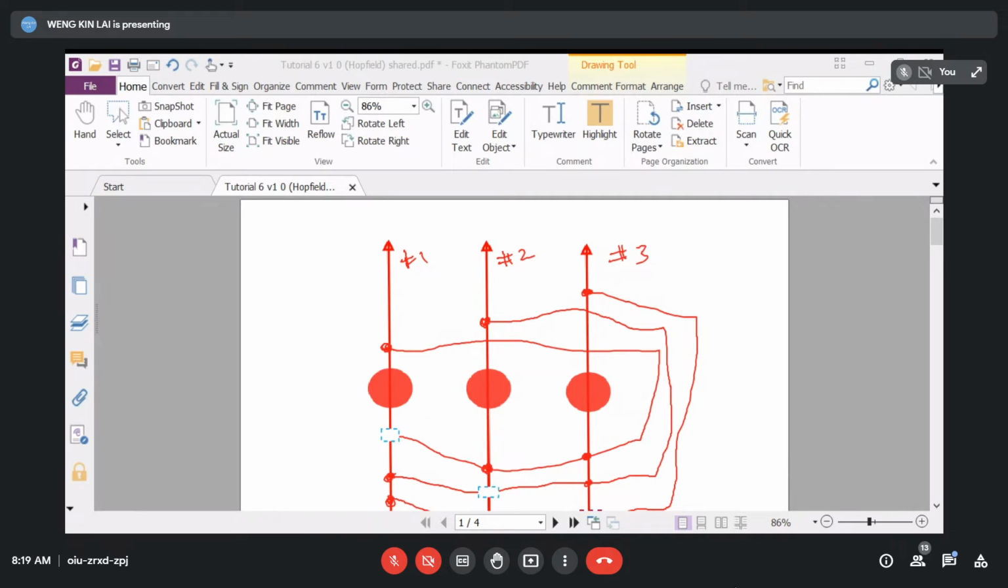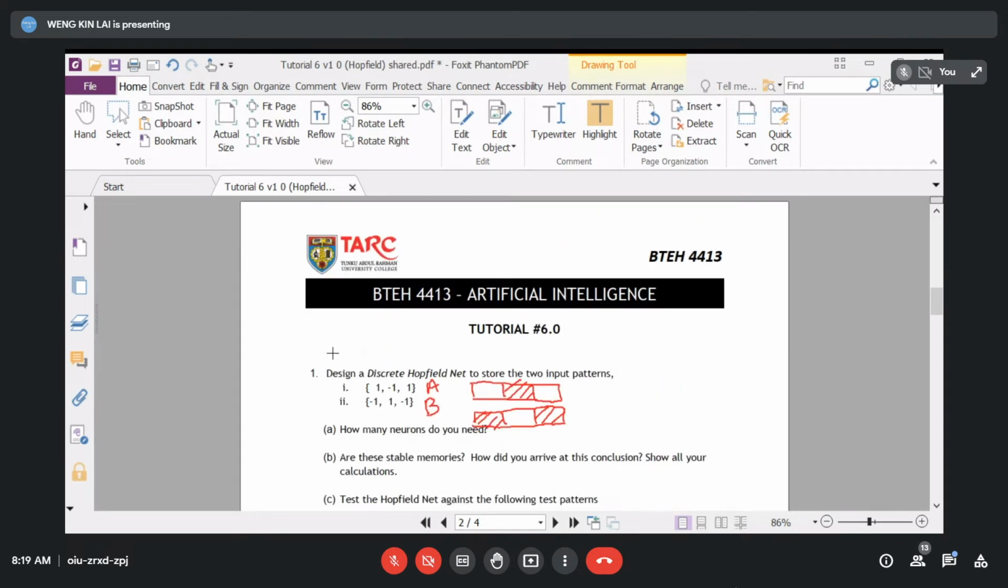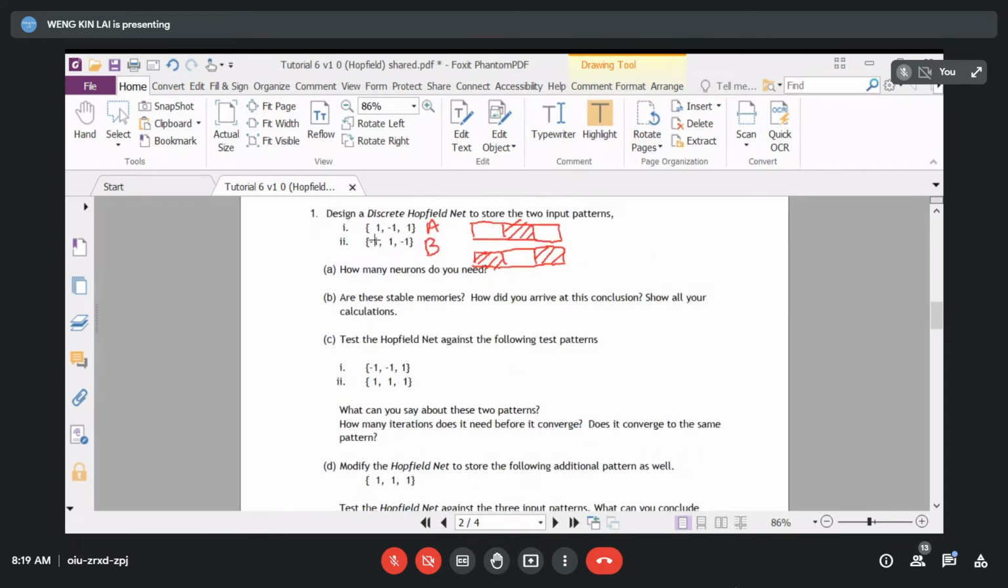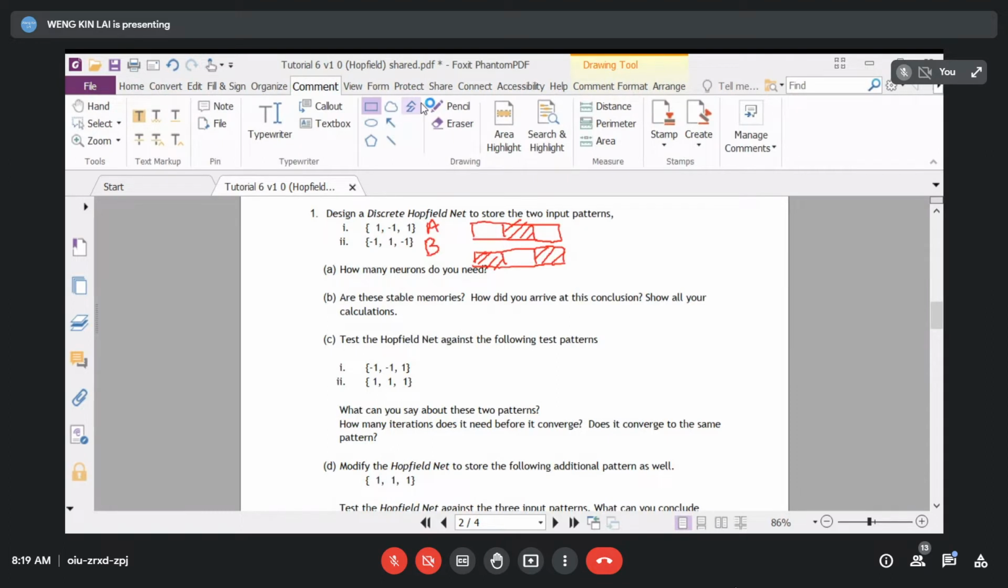Now we have to answer the other part, which is how do you show whether the two patterns here, A and B, are stable? There was the question there. Are they stable? So the answer is 3, right? So are these stable memories? What do you mean by stable?